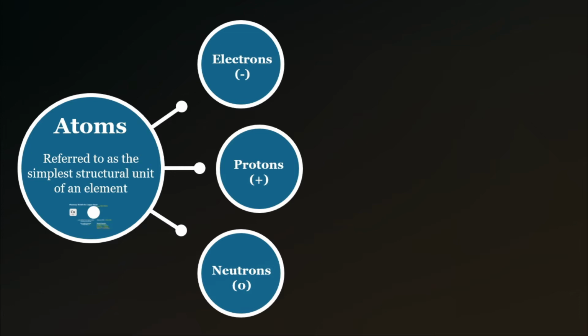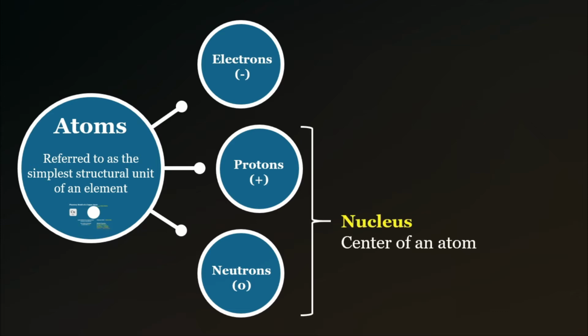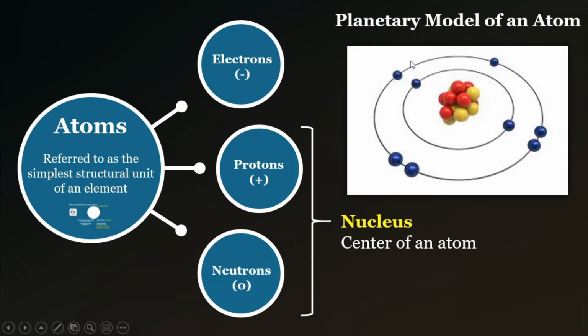Both the protons and the neutrons are found at the atom's center, also known as the nucleus, in accordance with the planetary model of an atom. To illustrate this, the blue spheres in this photo are the electrons, and the red and yellow spheres are the protons and neutrons, located at the center. Notice that the electrons are traveling in circular orbits. Notice also that there is more than one orbit, and as you go farther away from the nucleus, the orbit becomes larger and larger.